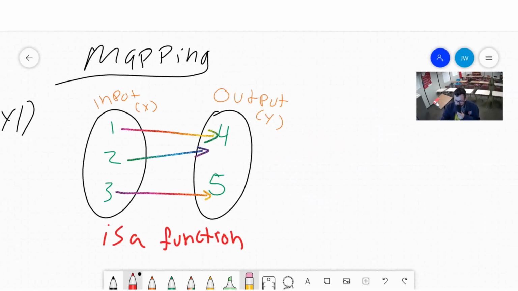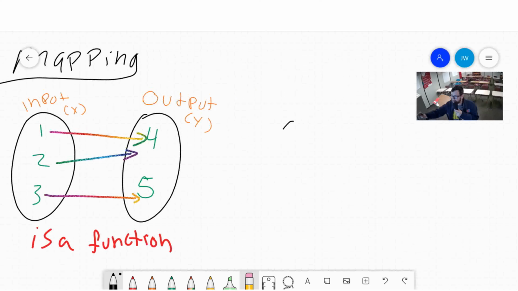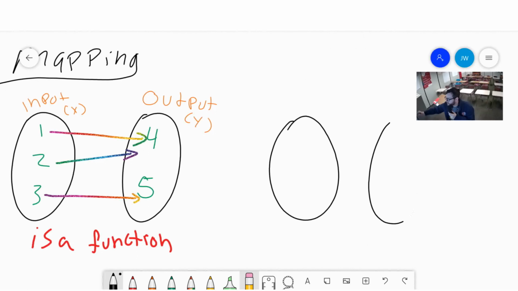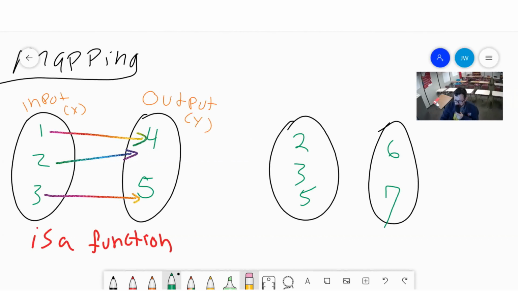Think of a different example. That's a mapping. Making two more. Fill it with numbers. 2, 3, and 5, 6, and 7. I'm gonna draw these lines again. The 2 becomes a 6. The 3 becomes a 6. The 5 becomes a 7, and the 3 becomes a 7.